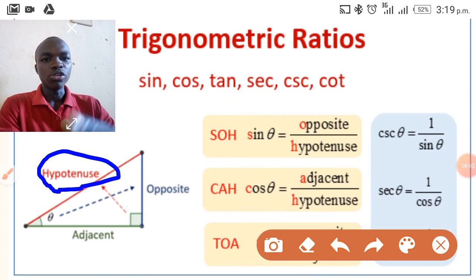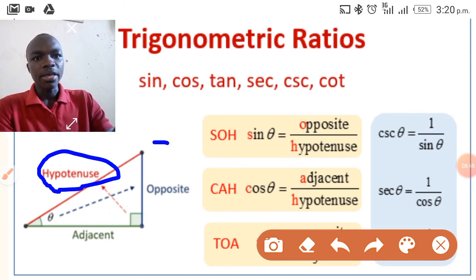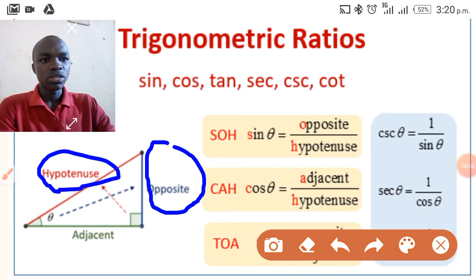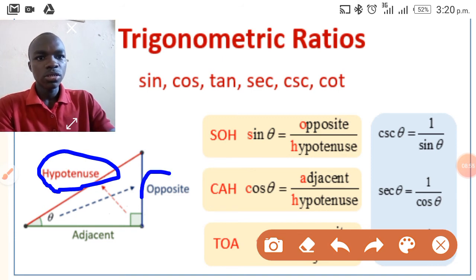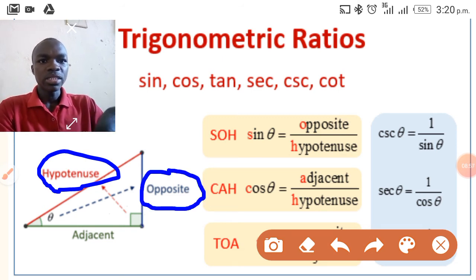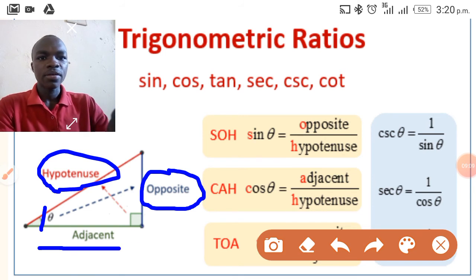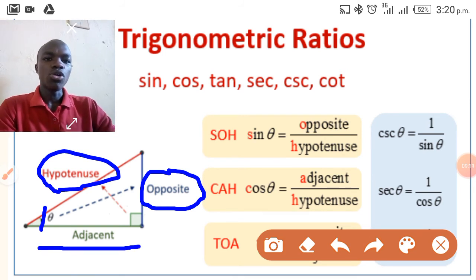So there you have the right angle. The longest side, which is that red line, is called the hypotenuse, while the blue side is called the opposite. That is the side that is opposite your angle. This is your angle theta here. So any side that is opposite the angle theta is called the opposite. And then the green line is called the adjacent.